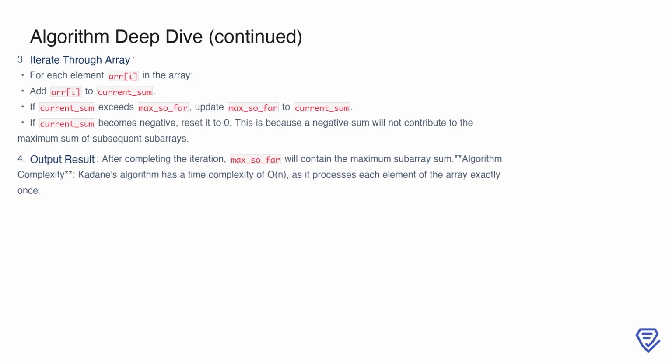In Kadane's algorithm, we process each element of the array sequentially. For the current element, we add its value to current_sum. If current_sum surpasses max_so_far, we update max_so_far to reflect this new maximum sum. However, if current_sum becomes negative at any point, we reset it to 0. This is because a negative sum would only reduce the potential maximum sum of any subsequent subarray. By the end of the iteration, max_so_far holds the maximum subarray sum.